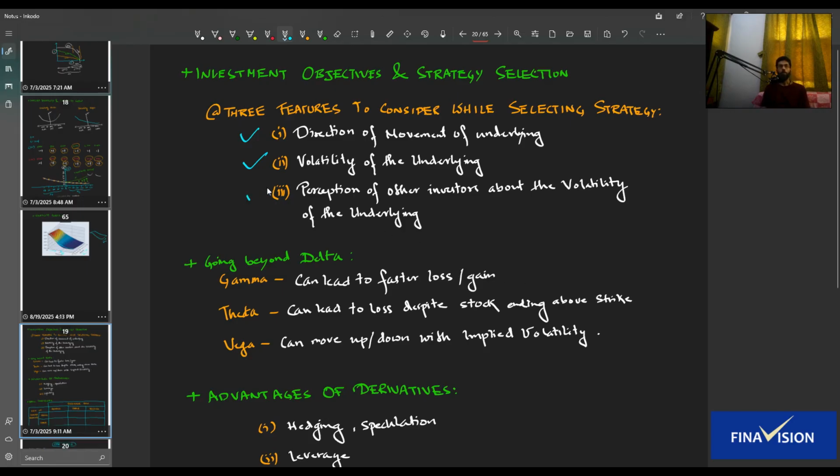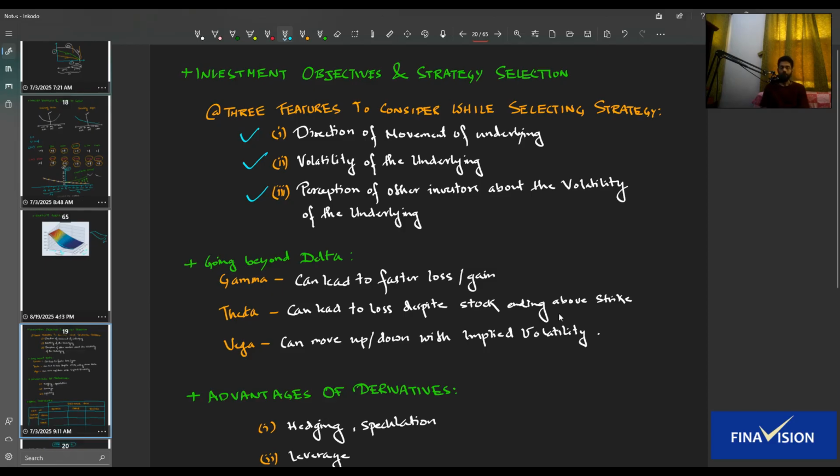Then the perception of other investors about the volatility of the underlying. So when the investor is making a speculation about the market's volatility and the direction, the investor also has to take into account the response of other investors to the current markets. So while making a conclusion about the direction and volatility, what others think also needs to be incorporated in that projection. And based on this, the opinion needs to be made, right?